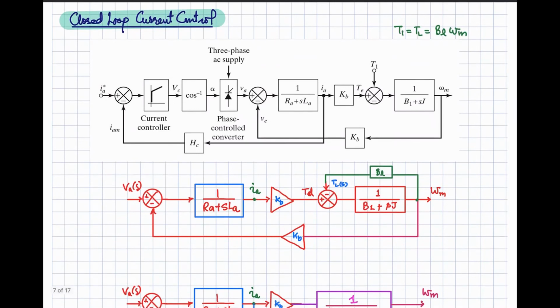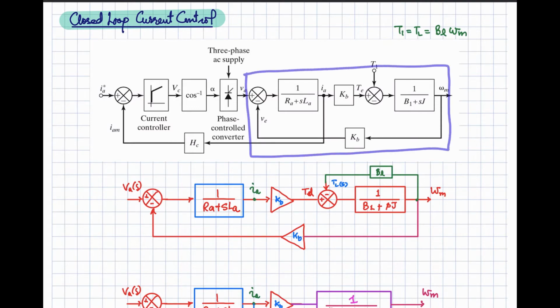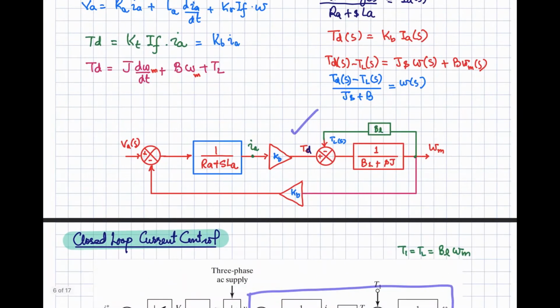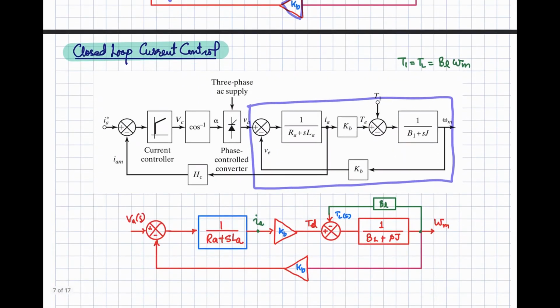Okay, now let's talk about the closed loop current control. So we have seen the block diagram of your DC motor, and inside your machine you have the feedback of the speed through this term KB, that is basically the back EMF. So that is shown over here.